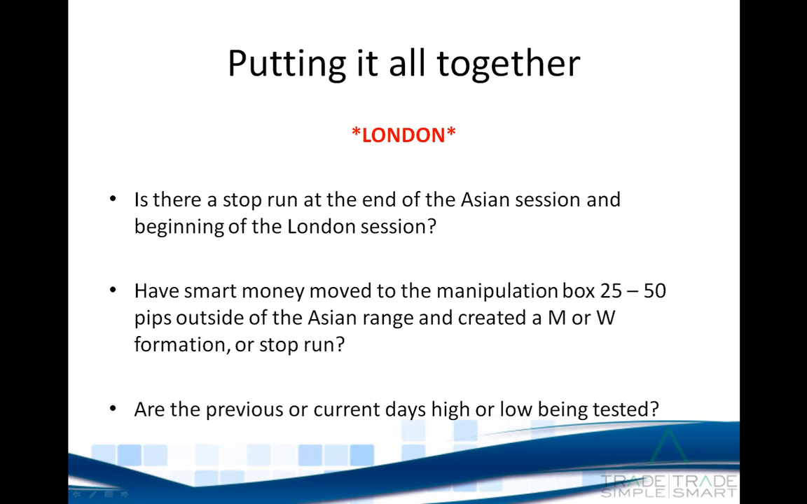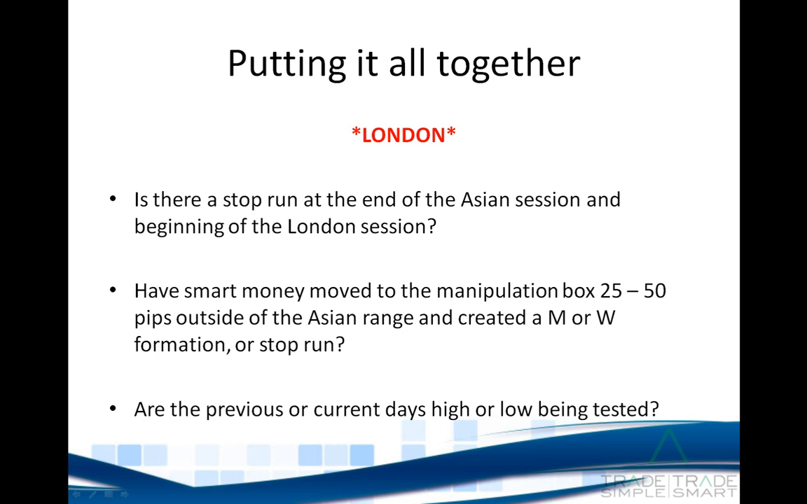So during the London session, which is the primary session that we're going to be looking to trade, or the New York, the first thing we're going to ask ourselves is, is there a stop run at the end of the Asian session and the beginning of the London session? Okay, so once we see that accumulation take place where smart money are building their orders for the day, we're going to be looking for manipulation in and around the Asian session high or the Asian session low.